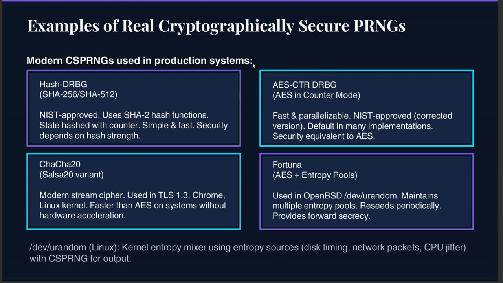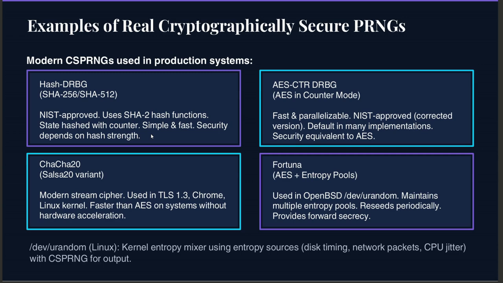Now, after studying the weak generators and a real-world failure, let us look at actual secure CSPRNGs used in modern systems. These are the generators trusted by operating systems, the TLS protocol, cryptographic libraries, and internet infrastructure worldwide. Modern CSPRNGs are not based on simple arithmetic formulas like LCGs. Instead, they are built using strong cryptographic primitives such as hash functions, block ciphers, stream ciphers, and entropy pools. Their security depends on hard mathematical assumptions.